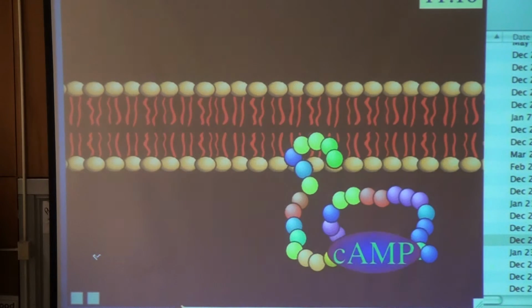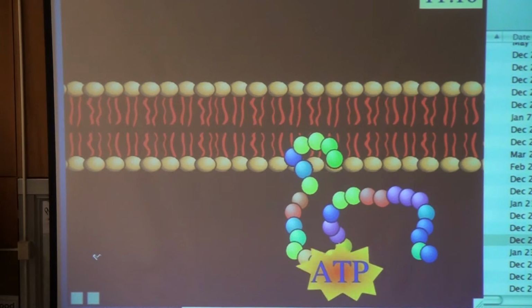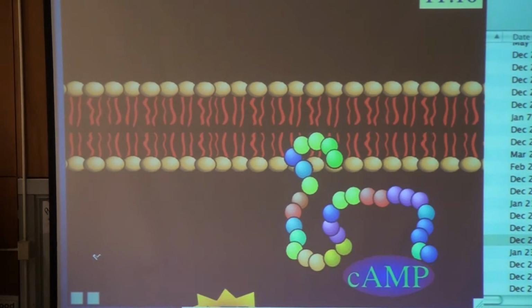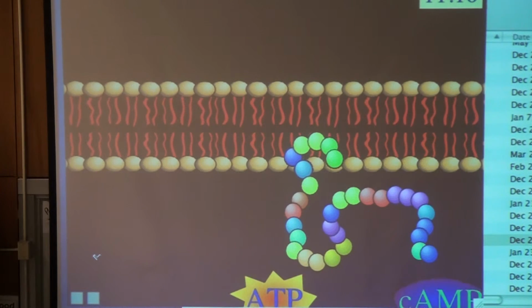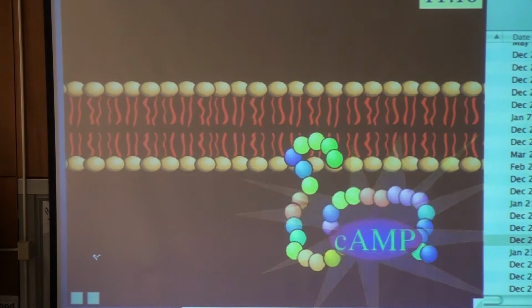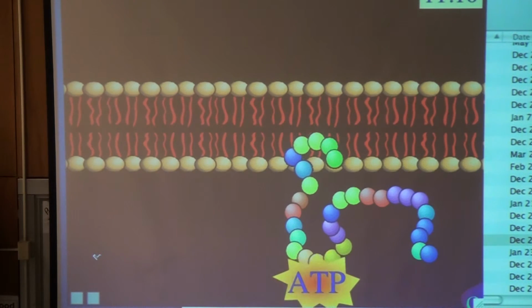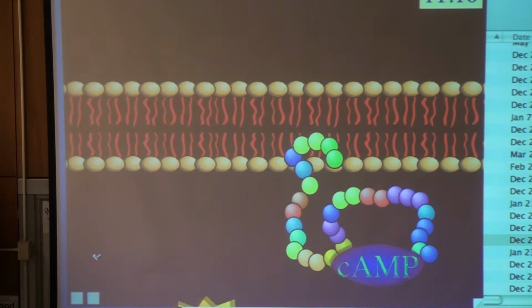The molecules like cyclic AMP are called second messengers, and they're always small non-protein molecules that are allosteric activators of the next relay protein. So the next relay protein is going to be turned on by the cyclic AMPs.